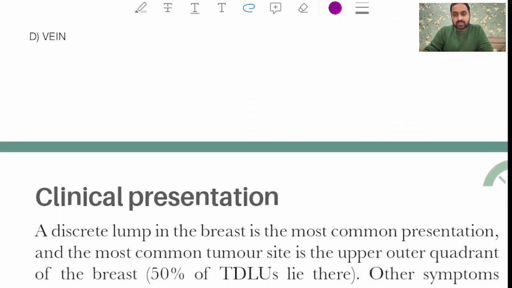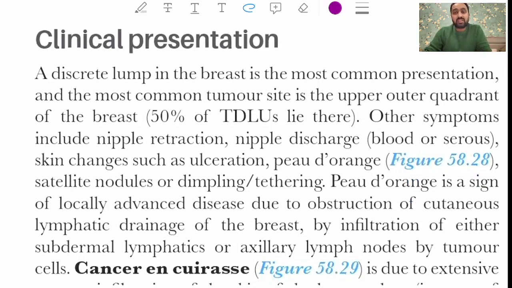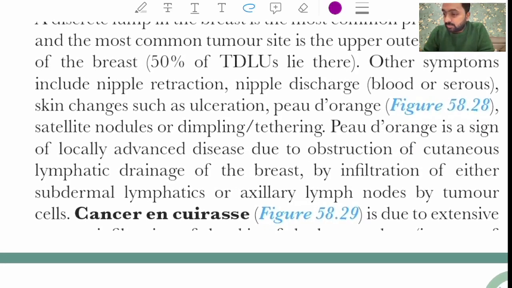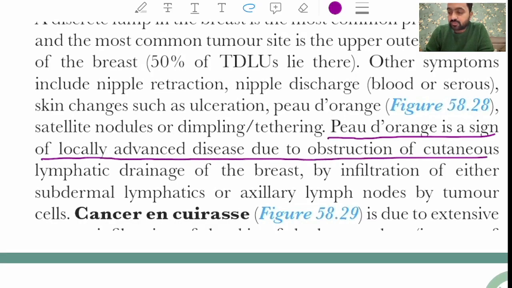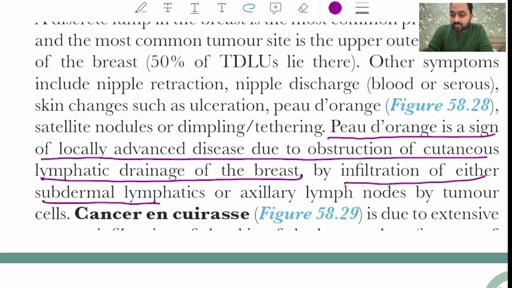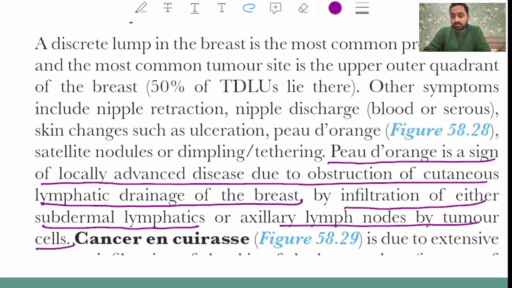If you see, this line might again have been taken from Bailey and Love. Peau d'orange is a sign of locally advanced disease due to obstruction of cutaneous lymphatic drainage of the breast by the infiltration of either subdermal lymphatics or axillary lymph nodes by tumor cells.